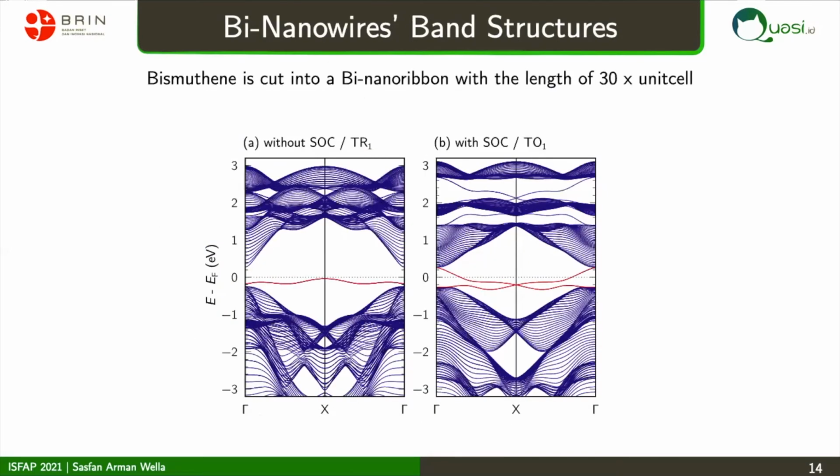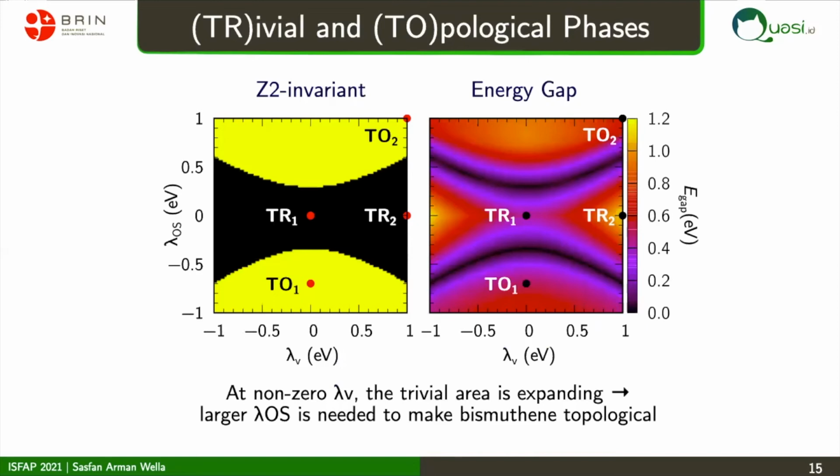And by calculating the band structure of the bismuth nanoribbon, we can see that it is true that we found the edge state in the result of the calculation with SOC here. We then confirm the existence of topological states by calculating the phase diagram of the Z2 invariant as a function of staggered potential and on-site SOC. We can see that SOC tends to induce the topological state, while the staggered potential does the opposite.